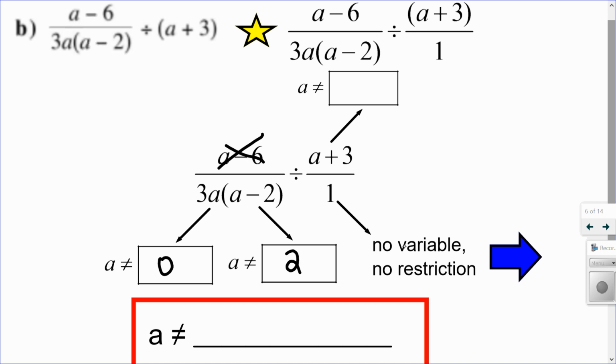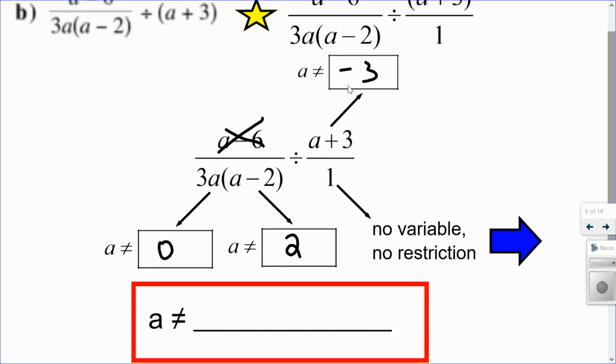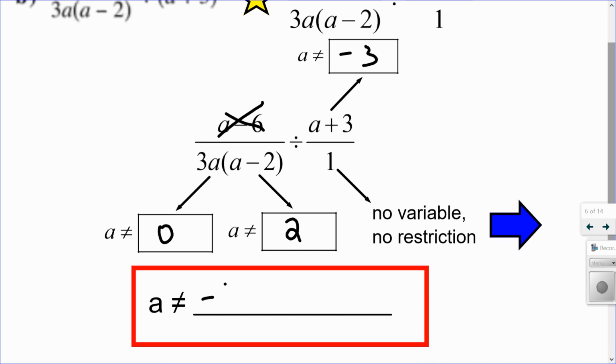1, no variable, no restriction, no chance of division by 0 there. A plus 3, the restriction is the opposite, which is negative 3. So let's just put all these guys together in numerical order. I'll say negative 3, 0, and 2 would be my restrictions.